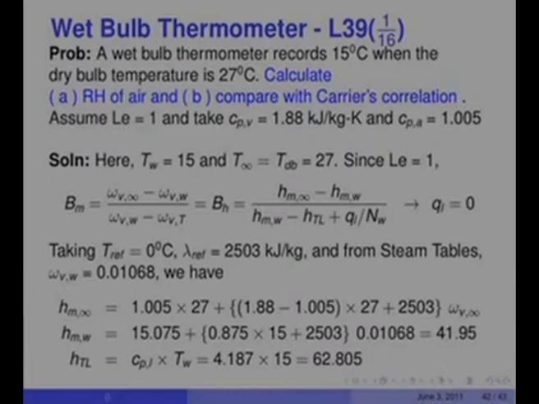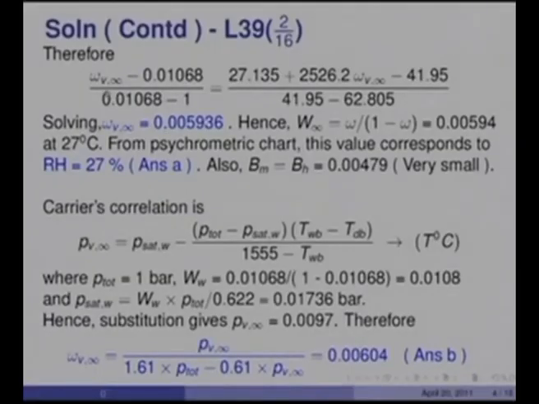H T L is the enthalpy of the transfer substance, which is water, in the L state, that is just inside the wet surface, and that would be Cp of the liquid multiplied by T w. So, 4.187 multiplied by 15 gives you 62.805. Therefore, equating B m with B h, we will have omega V infinity minus 0.01068 divided by 0.01068 minus 1, equal to 27.135 plus 2562.2 omega V infinity minus 41.95, divided by 41.95 minus 62.805.